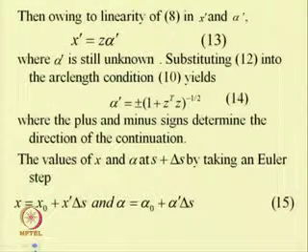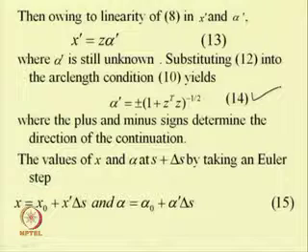Then we can have x dash equal to z alpha dash, taking this linearity condition. Here alpha dash is still unknown. So, we can substitute this equation 12 into the arc length condition 10, so that we can obtain the alpha dash equation, where alpha dash equal to plus minus 1 over (1 plus z transpose z) to the power half, where the plus and minus sign determines the direction of the continuation.